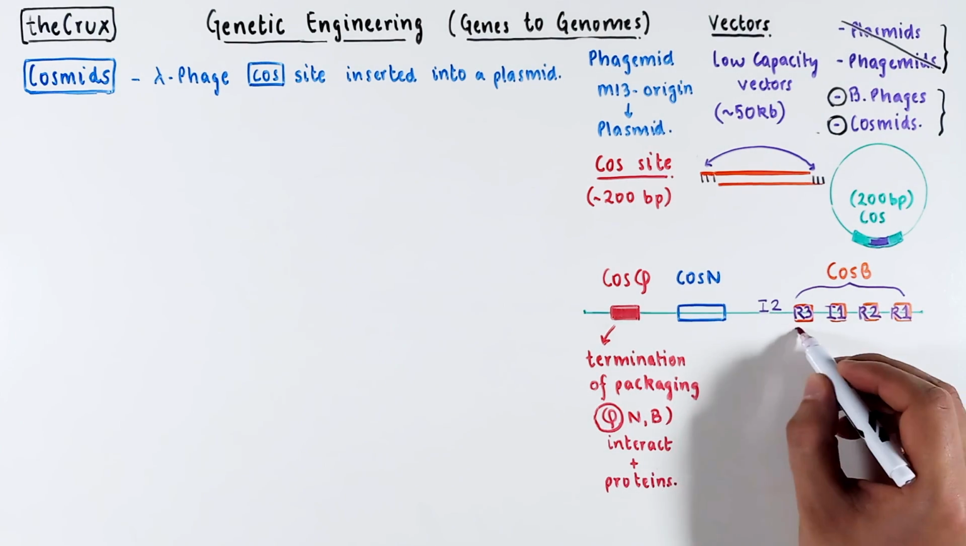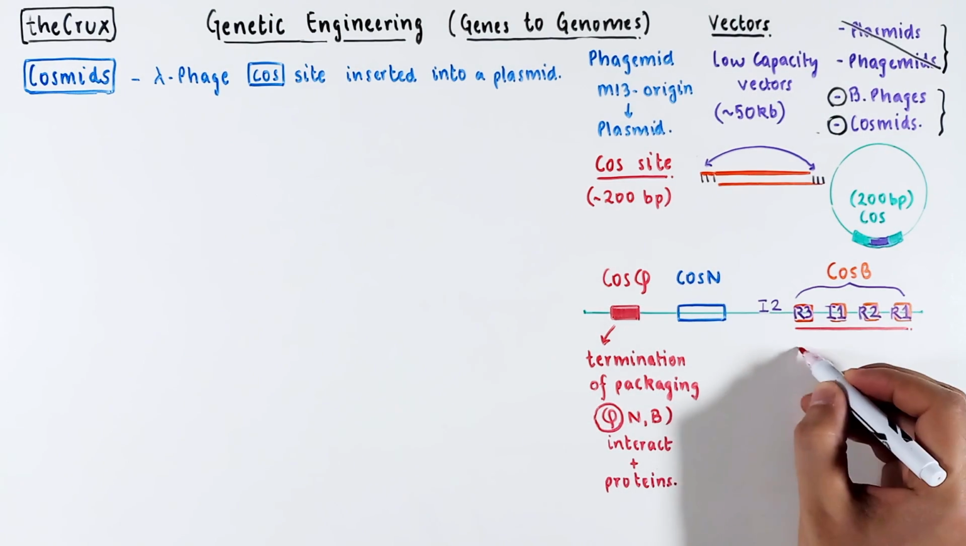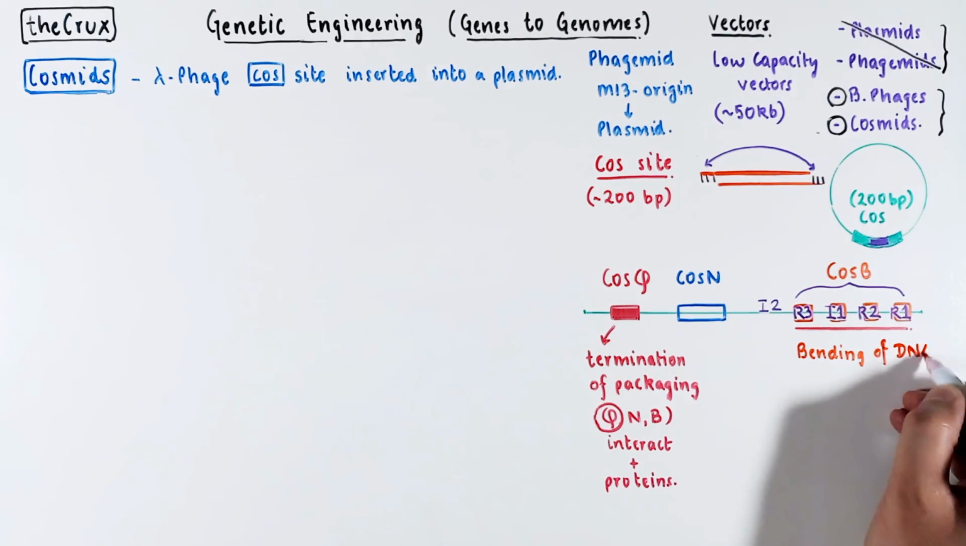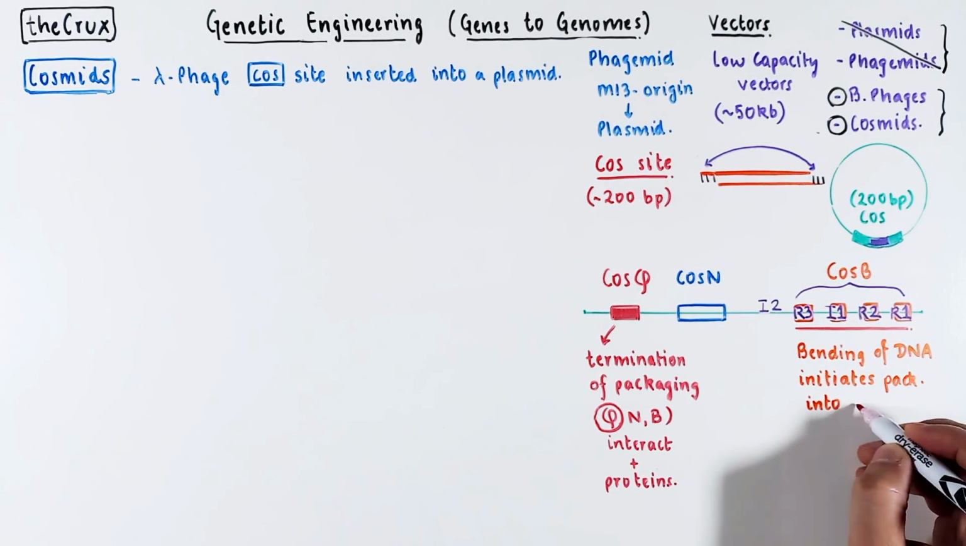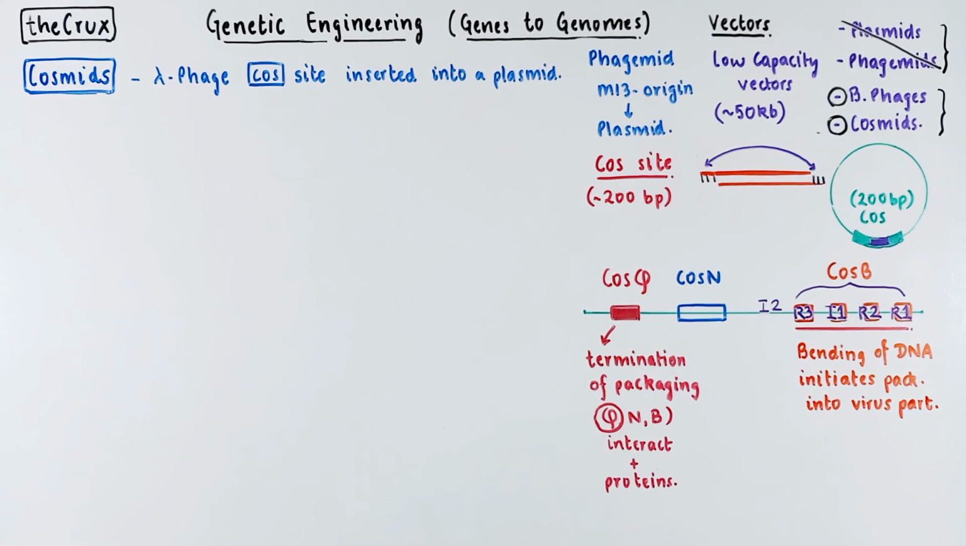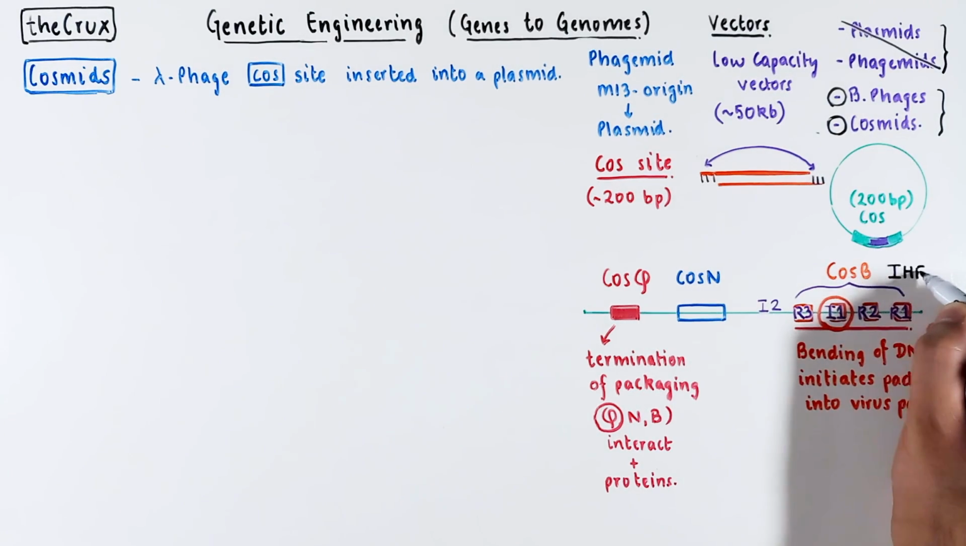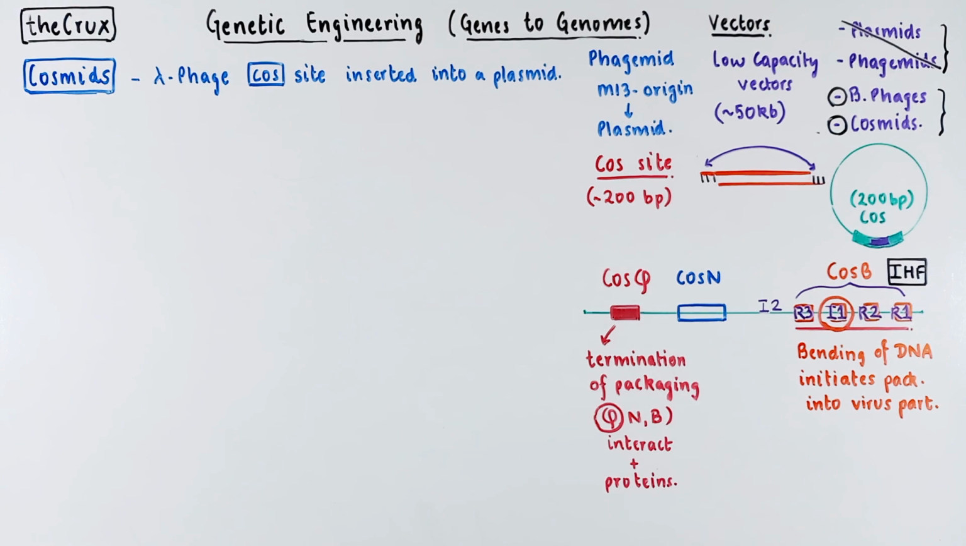The repeat regions of Cos-B play a major role in DNA bending and assist in DNA packaging. This bending of R and I repeats is identical to what we saw in OriC DNA melting for initiation of replication in prokaryotes. The I1 works very similar to the bacterial IHF site.